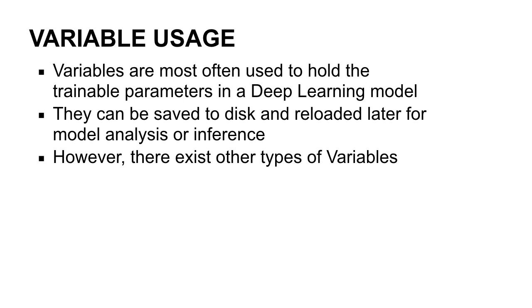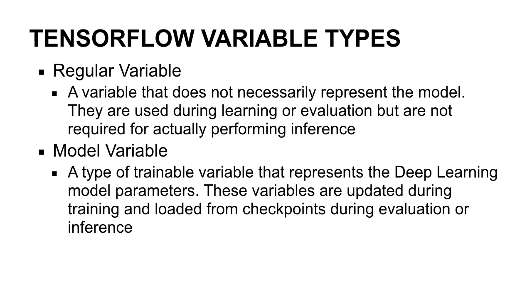However, there exist other types of variables in TensorFlow. You have the regular variables that are not necessarily representing the model, but are used for learning and evaluation, but are not required for performing inference. Then you have the classical model variables. These are the trainable variables that represent the model itself. These variables can be updated during training and loaded from checkpoints and are used in evaluation and inference.